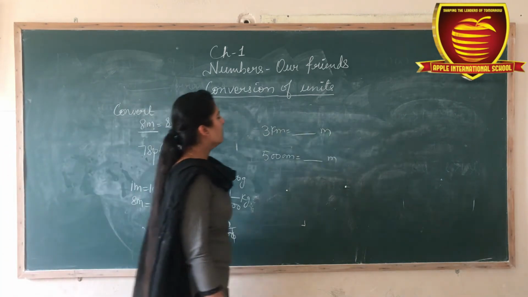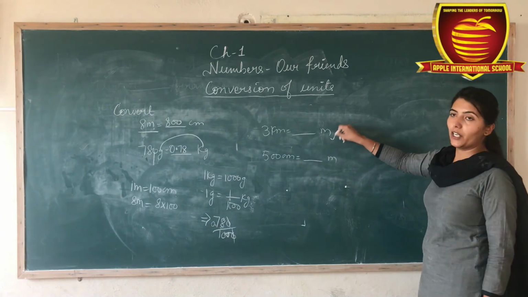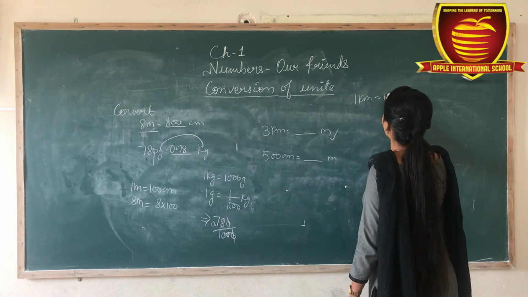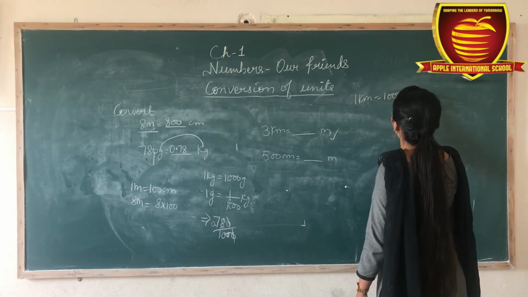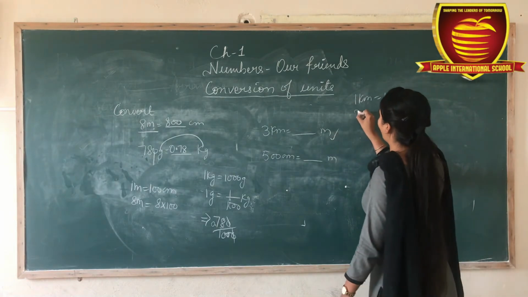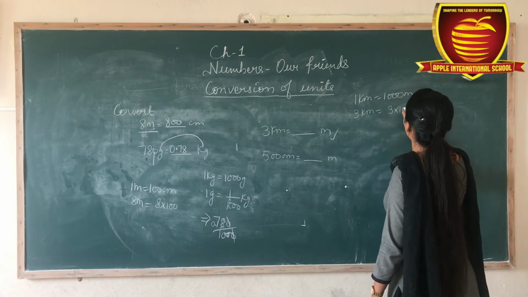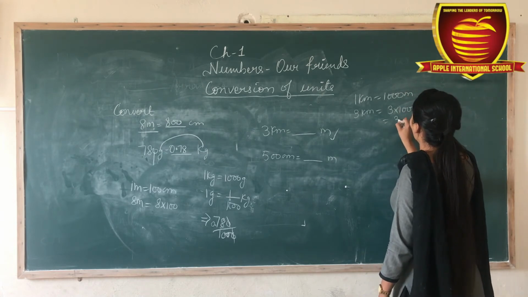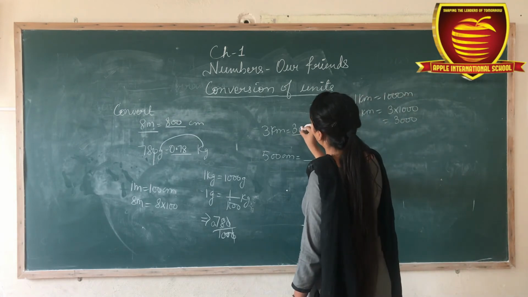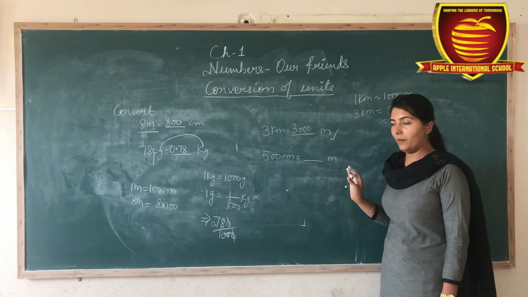Now 3 kilometers converting into meters. As we all know, 1 kilometer is equal to 1000 meters. So 3 kilometers equals 3000 meters. So here we write 3000.